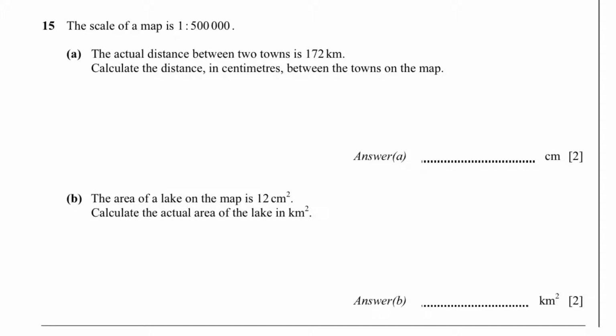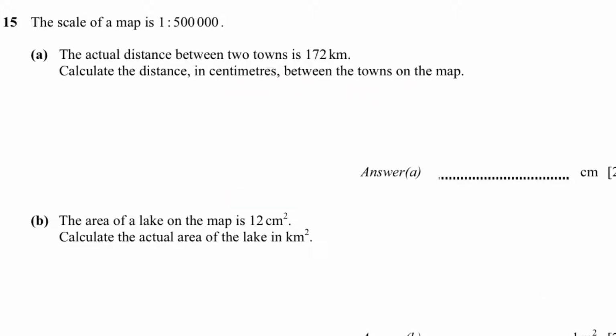The next question. The scale of a map is 1:500,000. The actual distance between two towns is 172 kilometers. Calculate the distance in centimeters between the towns on the map. So the scale of the map is 1, and the actual is 500,000 centimeters.